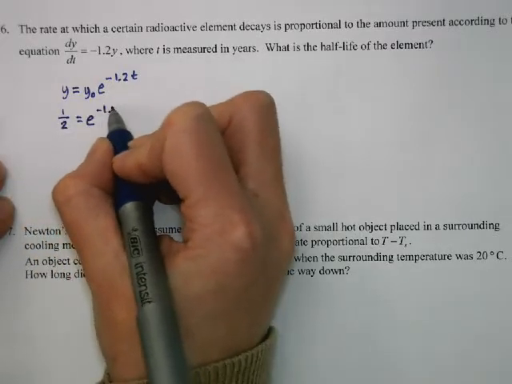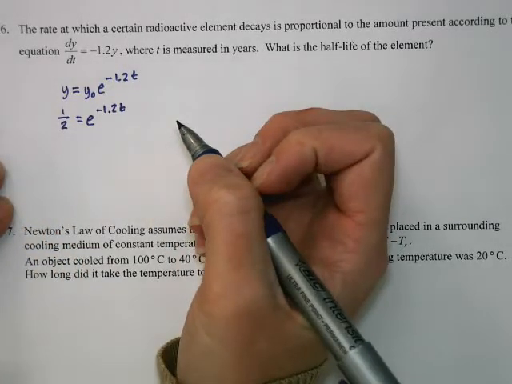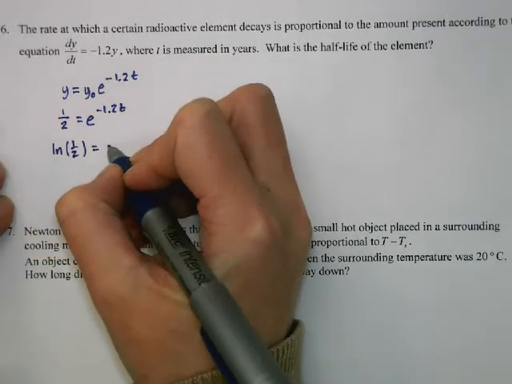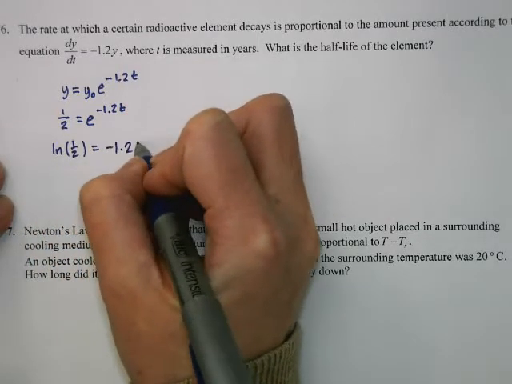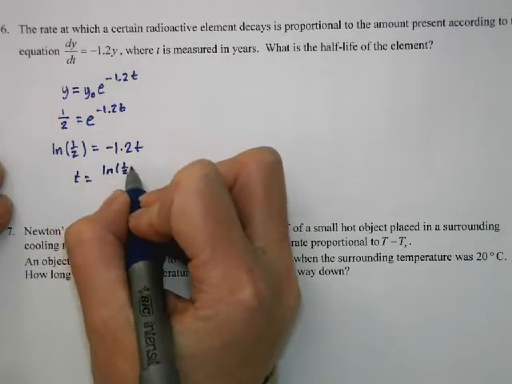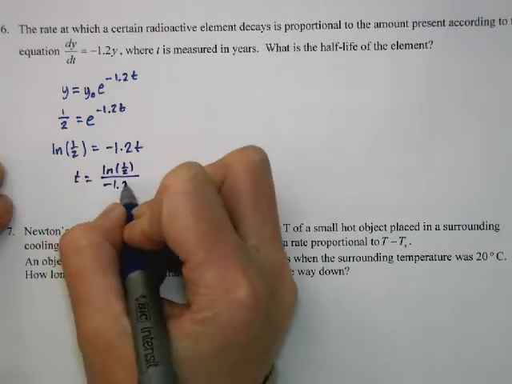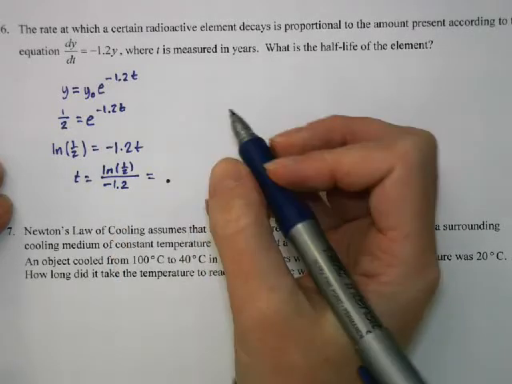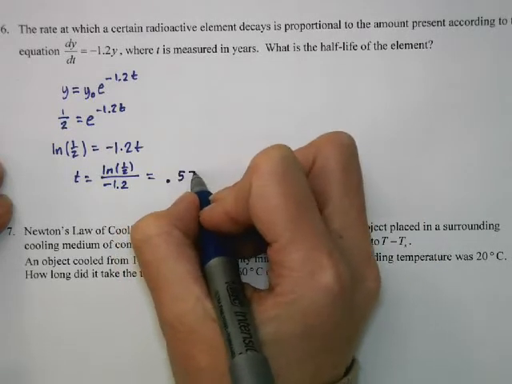Okay, and we'll just solve this. So natural log of 1/2 is going to equal negative 1.2 t. T is going to equal the natural log of 1/2 over negative 1.2, which is approximately 0.576 years.